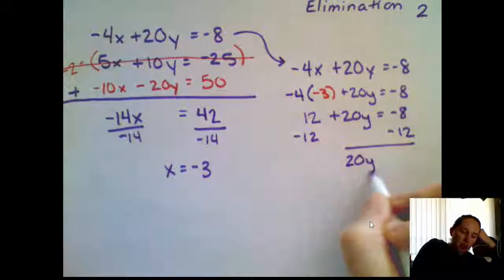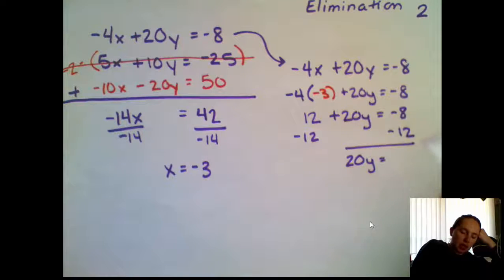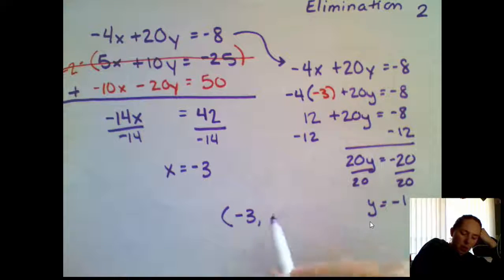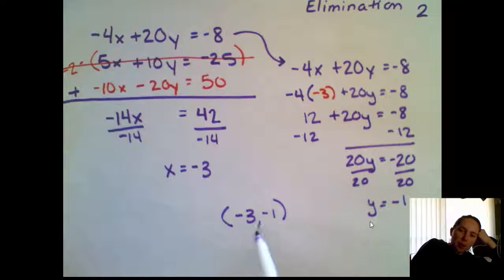bring down the 20y. Negative 8 minus negative 12, or minus 12, is negative 20. We divide by 20, and y equals negative 1. Our final answer then is parentheses negative 3 comma negative 1. Your answers need to be in this form. Parentheses, the x number separated by a comma with the y number.